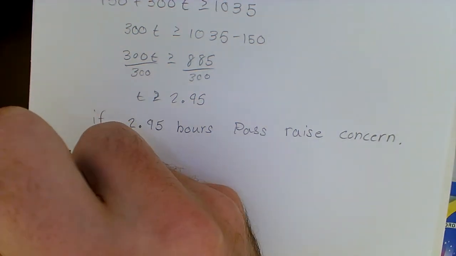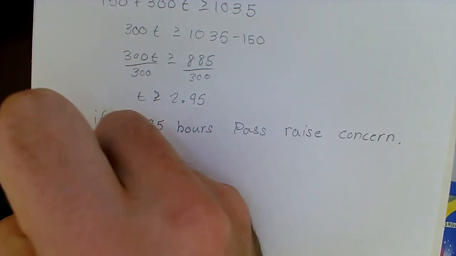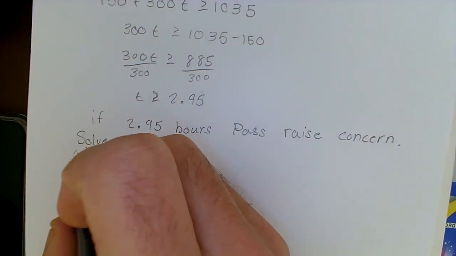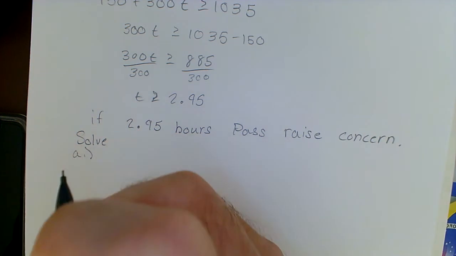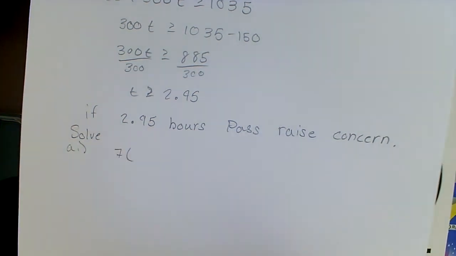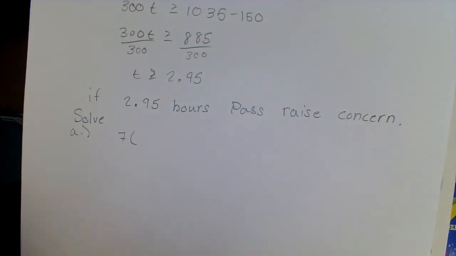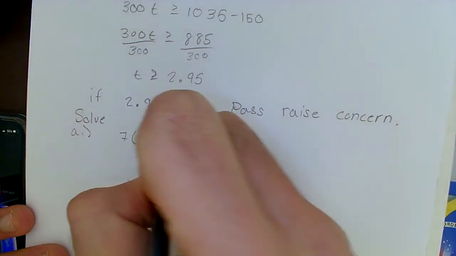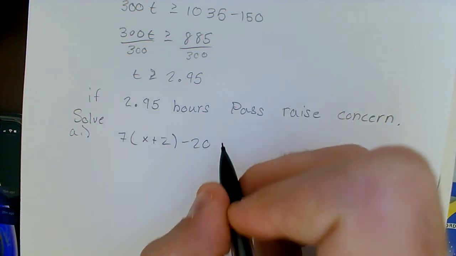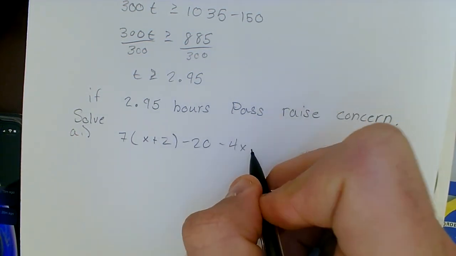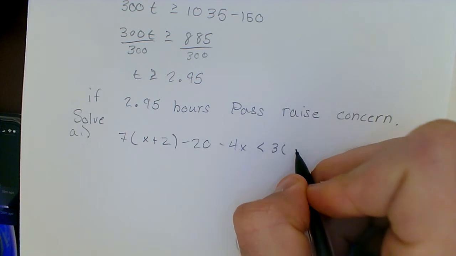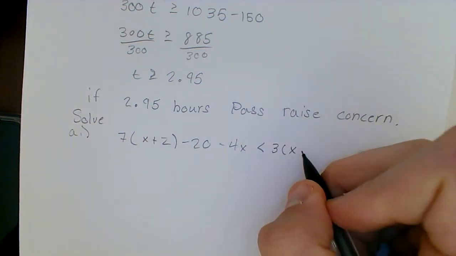Okay, so in this example, they want you to solve and give the solution interval: solve 7 times x plus 2, minus 20, minus 4x, less than 3 times x minus 1.